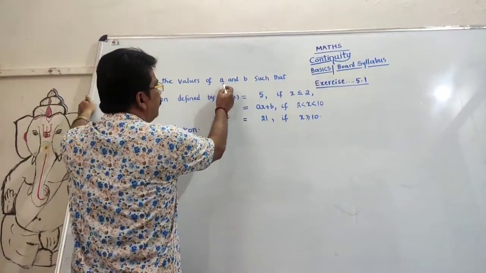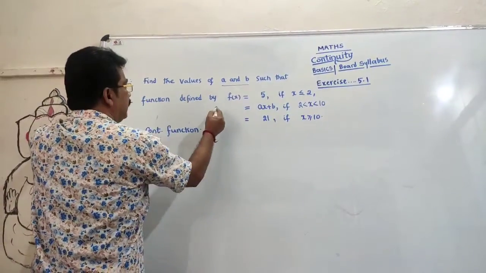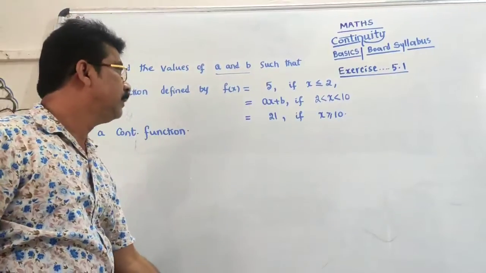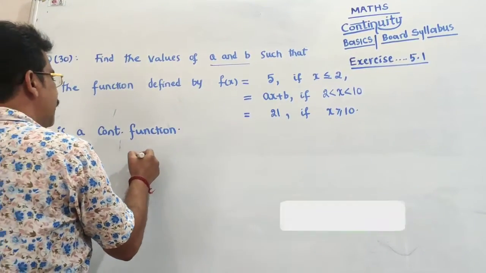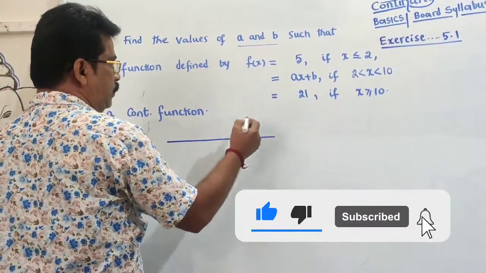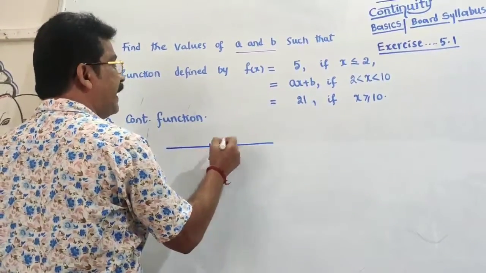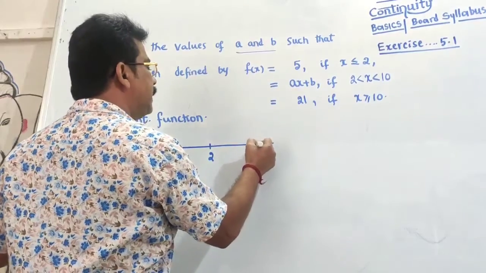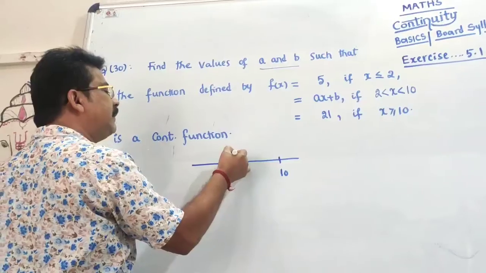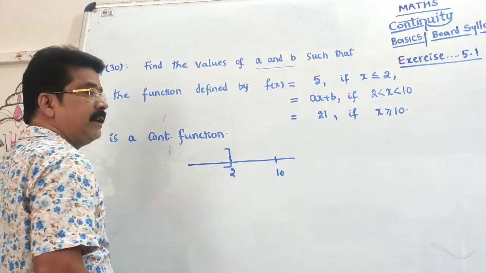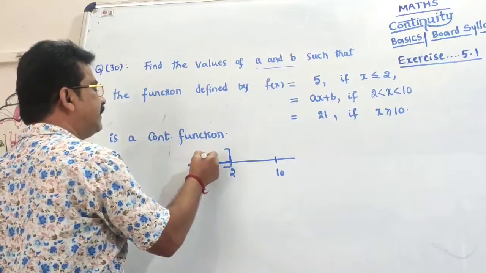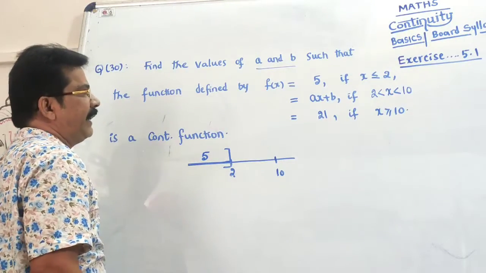Find the values of a and b so that the function f of x is continuous. This is the question. Okay, first take the real line. Two and ten numbers are there. X less than or equal to 2 is there, that's why we are taking the closed interval. In this area it is the constant, means 5.